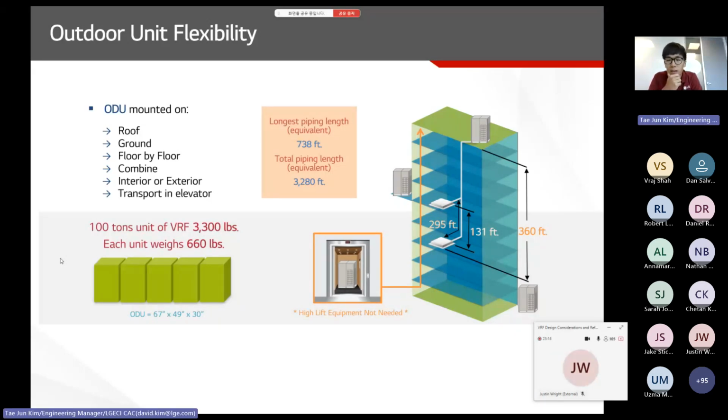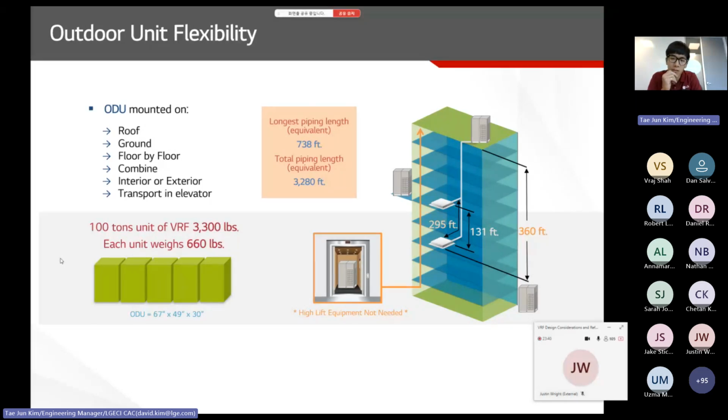Flexibility is another benefit of the VRF system. In comparison to the previous generation of VRF systems, a lot of the piping limitations have been increased, and some manufacturers have maximized the pipe length to go up to 3280 feet, which can pretty much cover most of the building's requirements.